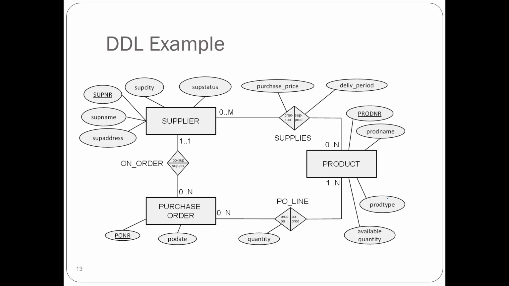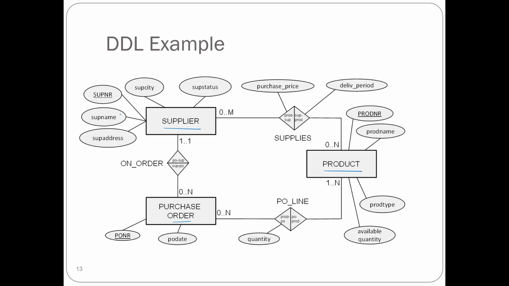We will be using this ER diagram to understand some DDL statements. Therefore, let's spend some time to recap what we had in this ER diagram. I'm pretty sure that we have seen something similar to this in our conceptual modeling chapter. This is an ER diagram for the purchase order management system, and there are three entity types: the supplier entity type, the product entity type, and the purchase order entity type.